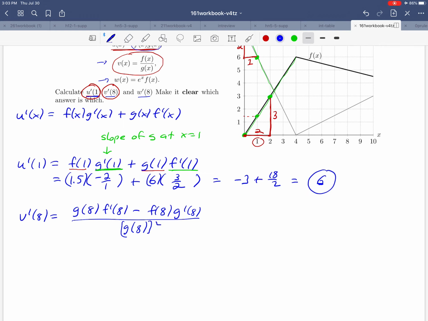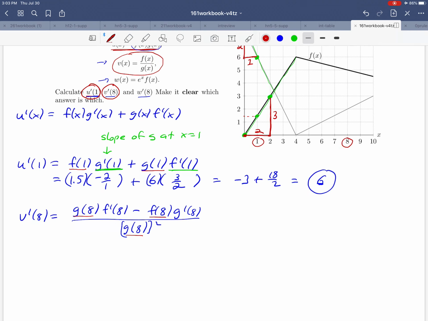Okay, and we kind of do all of this again now. All that's changed really is the location. Now it's the number 8 that we're plugging in everywhere. So let's start with the, I'll put it in quotation marks, easier numbers, the ones that we can get without taking derivatives. G of 8 and f of 8, that's just about what's happening on our graph at the point 8.